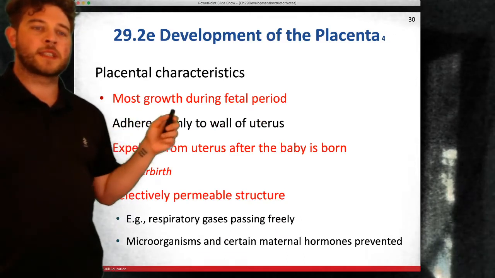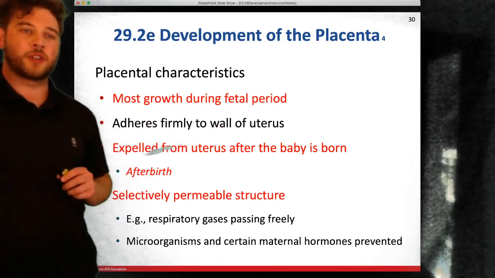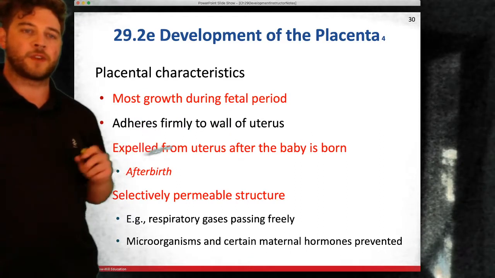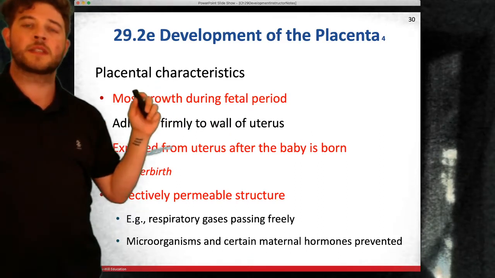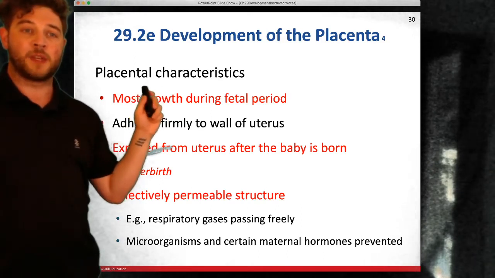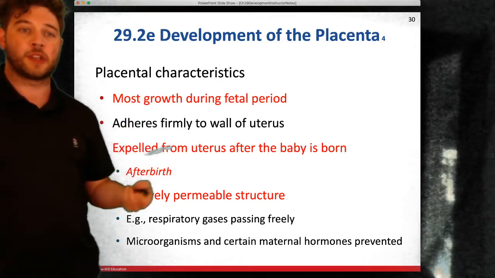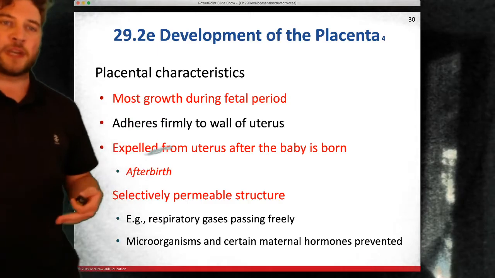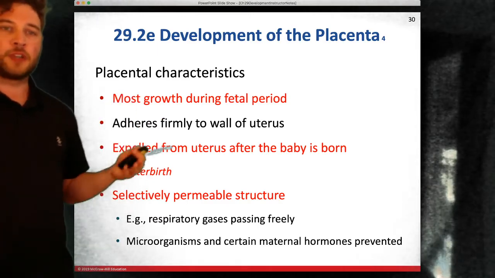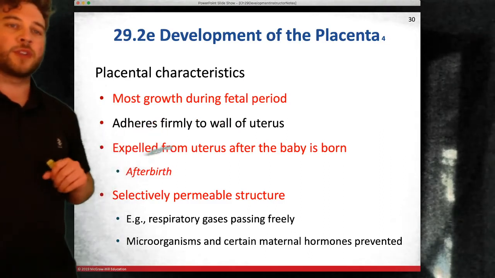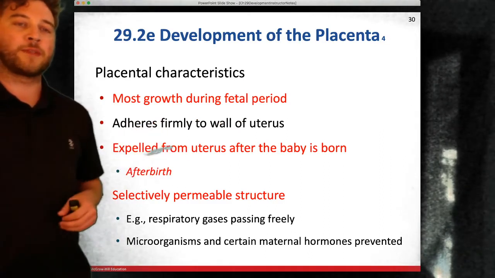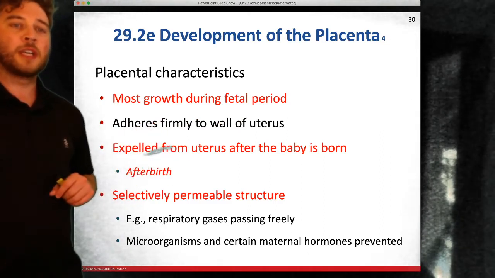Placental characteristics: most growth occurs during the fetal period. It adheres firmly to the wall of the uterus. Remember, it starts forming by the second week, but it does not finish until the 3rd month. So it's not until the 2nd trimester that the placenta has really grown. So most of that is going to occur during the fetal period, adhering firmly to the wall of the uterus, and it's expelled from the uterus after the baby is born, called afterbirth.